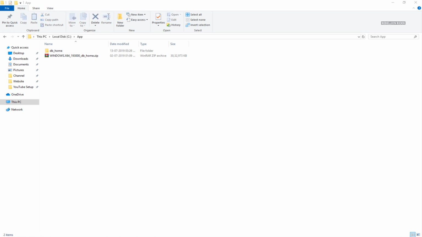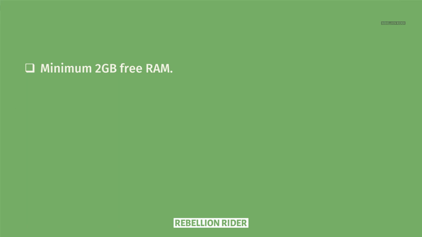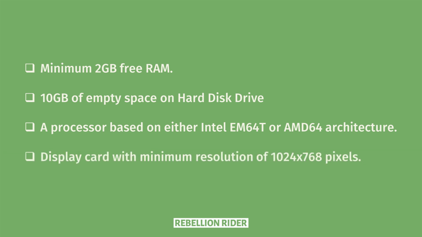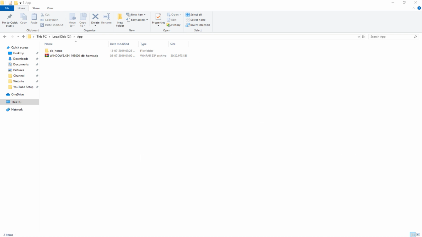Step 3. Install Oracle 19c on Windows 10. Before we start the installation of Oracle Database 19c, let's quickly look at its minimum hardware requirement. Installation of Oracle Database 19c requires minimum 2 GB free RAM, 10 GB of empty space on hard disk drive, a processor based on either Intel EM64T or AMD 64 architecture, a display card with minimum resolution of 1024 by 768 pixels. Also, make sure that your system is connected to the internet.